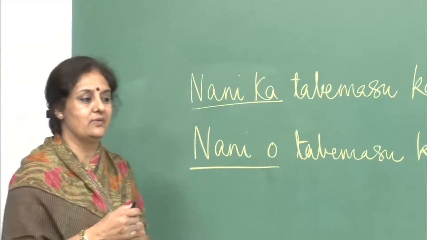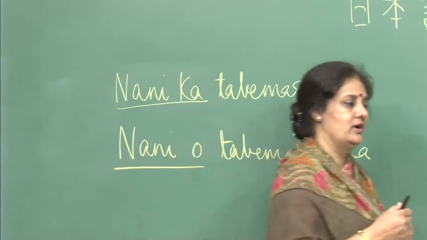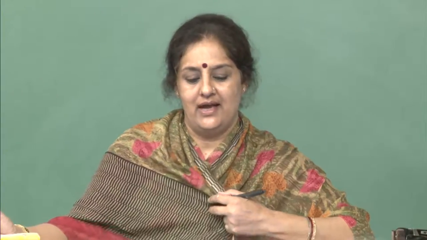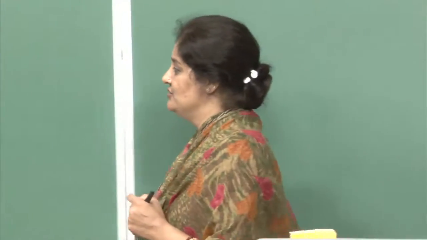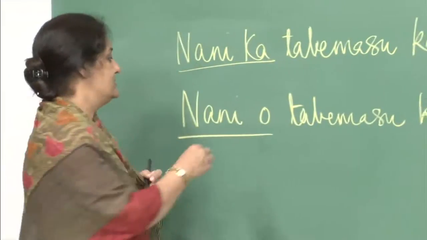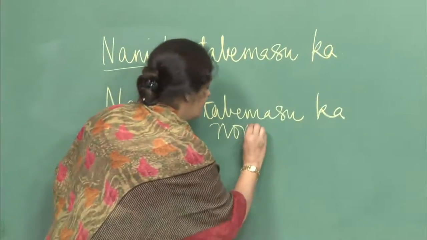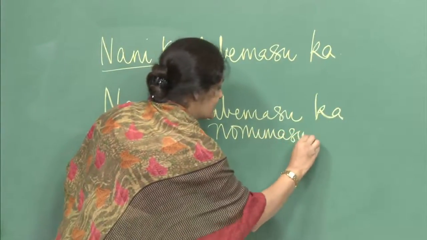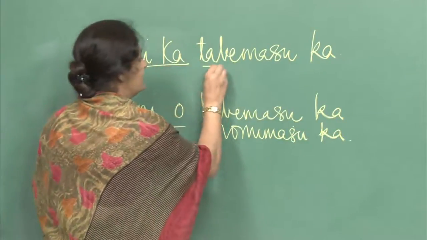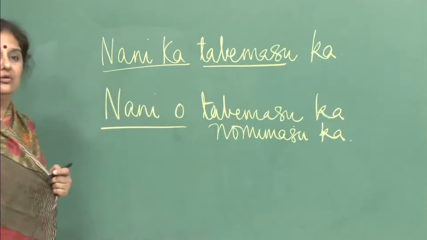For example, if we go somewhere, if we go to a restaurant or just to a shop and I just ask you over there, nani ka nomimasu ka? Will you have something to drink? Would you like a cold drink? And if I ask you, 何を飲みますか? What do you want to drink? Or what do you want to eat? See, 何を飲みますか? And over here also, you can say, 何か飲みますか?